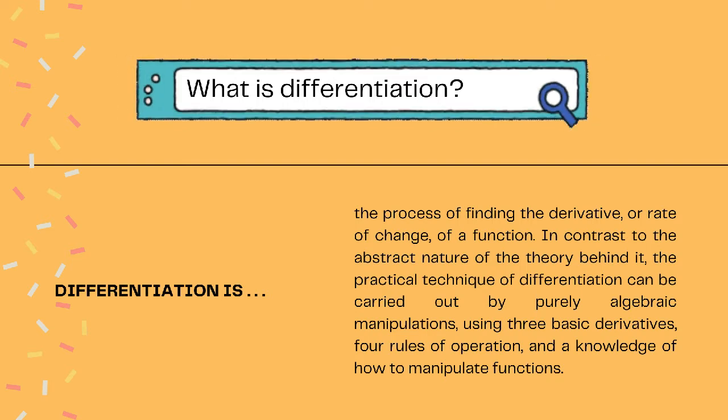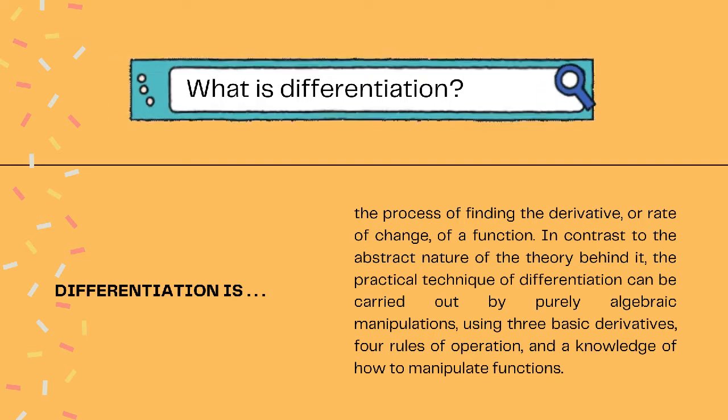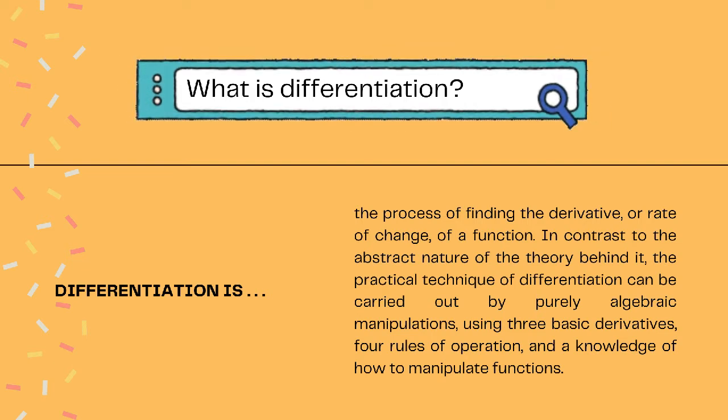What is differentiation? Differentiation is the process of finding the derivative or rate of change of a function. In contrast to the abstract nature of the theory behind it, the practical technique of differentiation can be carried out by purely algebraic manipulations, using 3 basic derivatives, 4 rules of operation, and a knowledge of how to manipulate functions.